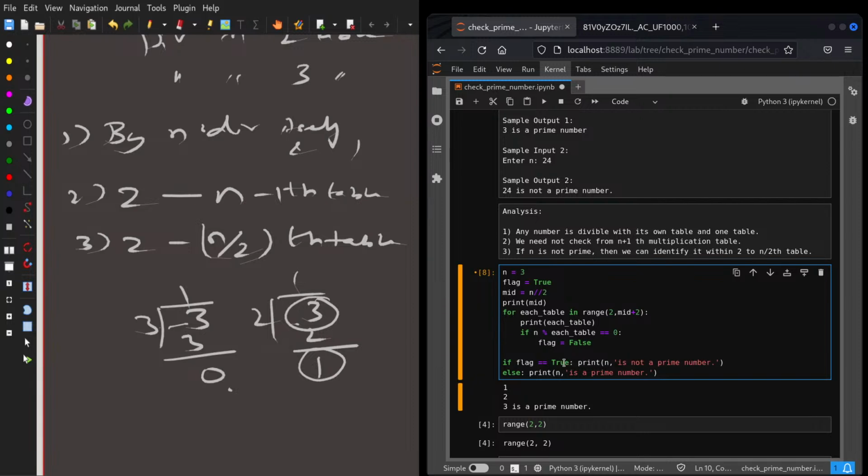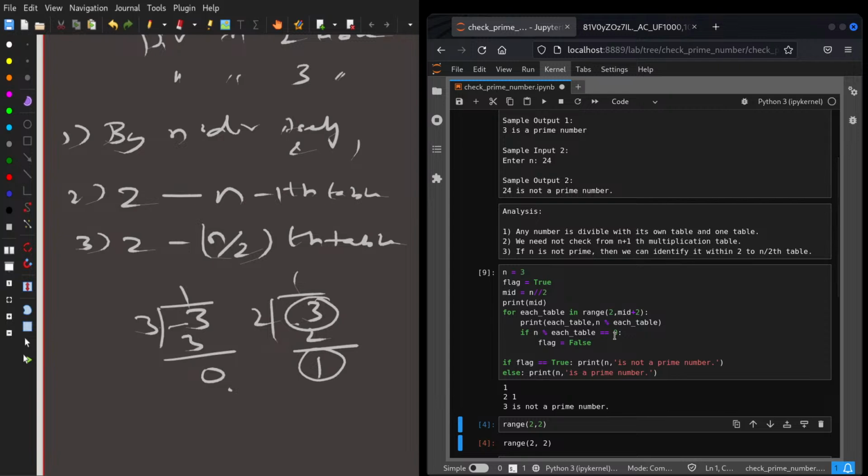If true, it's not a prime. If true, it's a prime number. In our case, what's happening? What's happening in this place? Let's print that also over here and check. So we're getting 1.